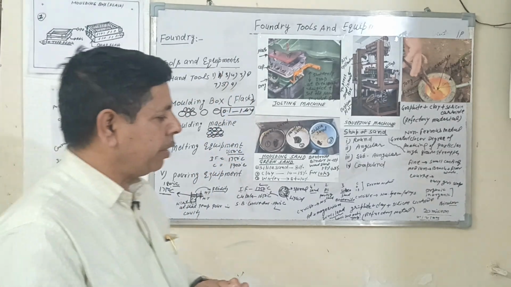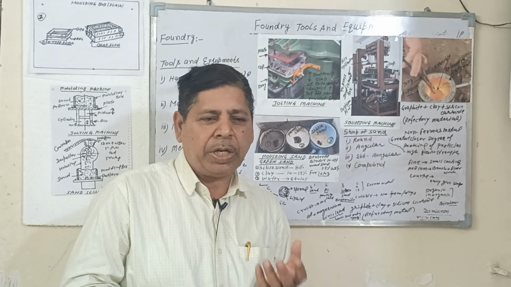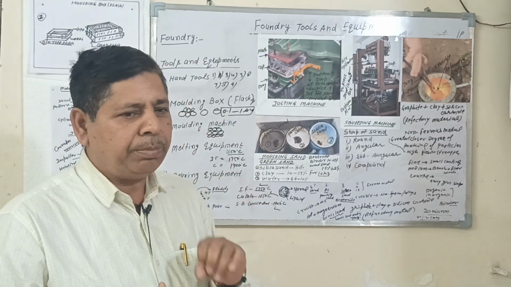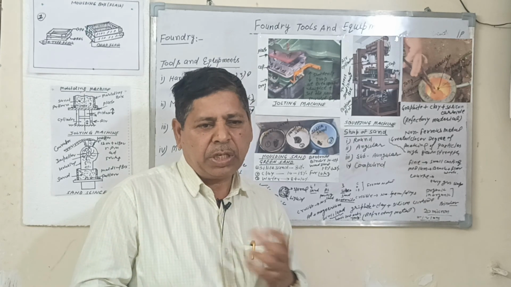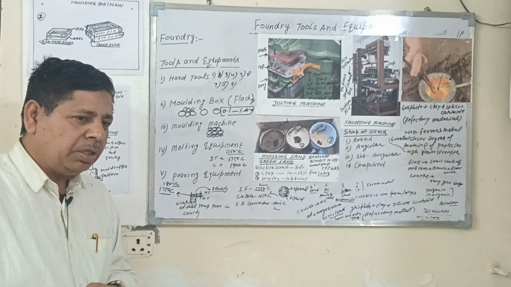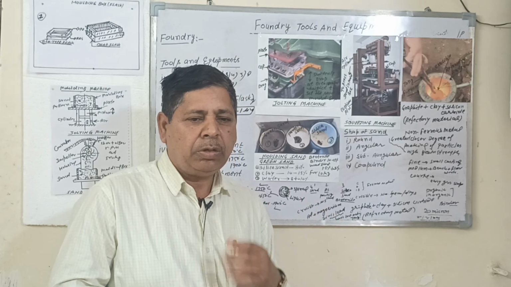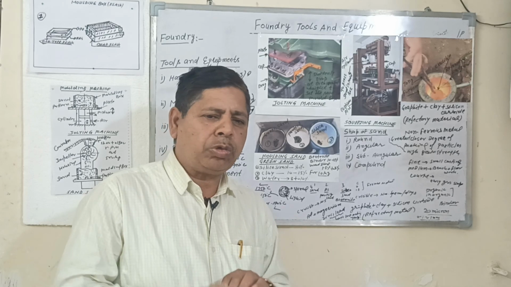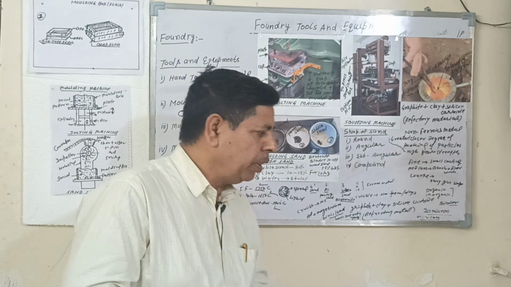Second number is the riddle. The riddle is made of wood and steel. The riddle is specified by diameter and mesh number. The riddles are used for cleaning the sand. As per the American Foundrymen's standard, riddles with mesh numbers 6, 12, 20, 30, 40, 50, 60, 80, up to 270 are used for cleaning the sand.